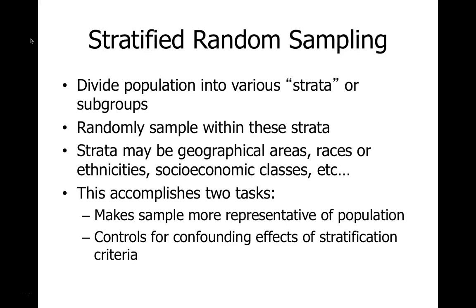And so this may help make our sample more representative of the population if we want to acknowledge the fact that there are these strata or subgroups, and it can also help us to control for the confounding effects of those stratification criteria. So if we know that gender impacts the relationship that we're looking at or the variables that we're looking at, then we can try and control for that by stratifying for that straight out of the gate.